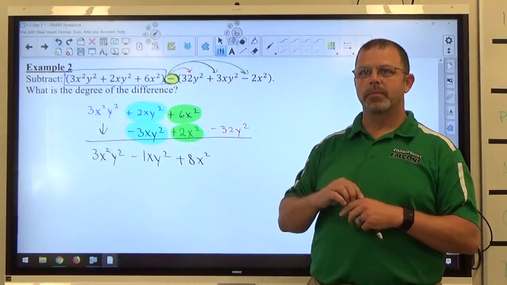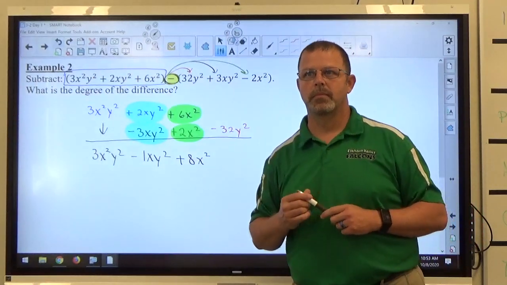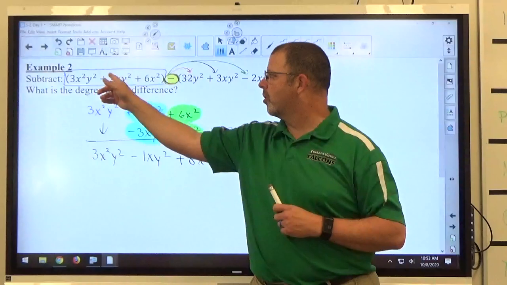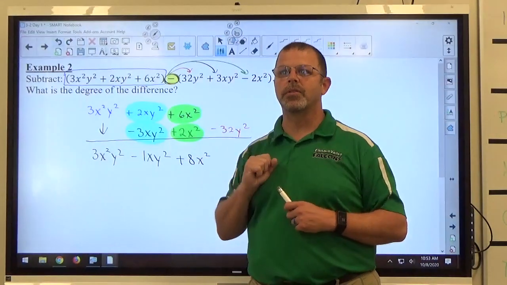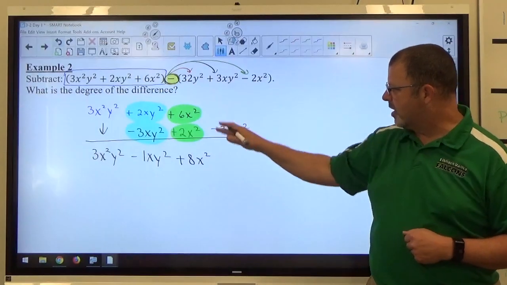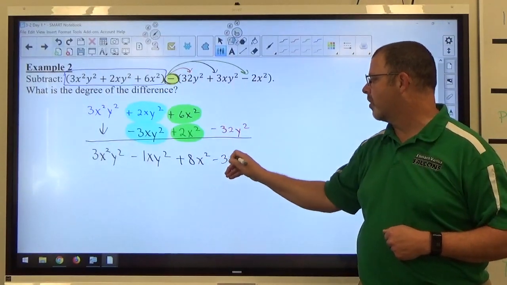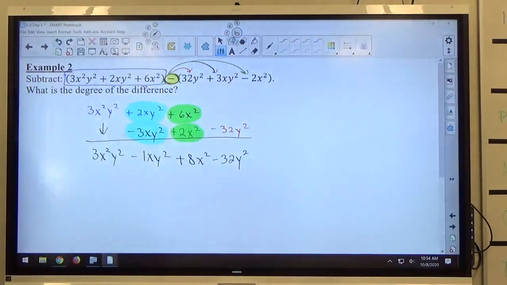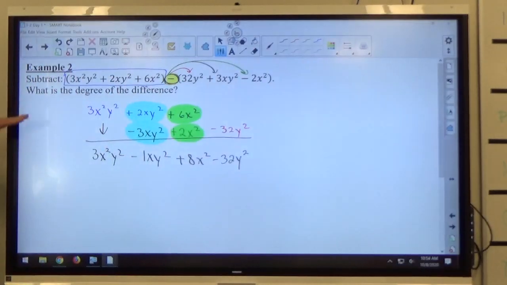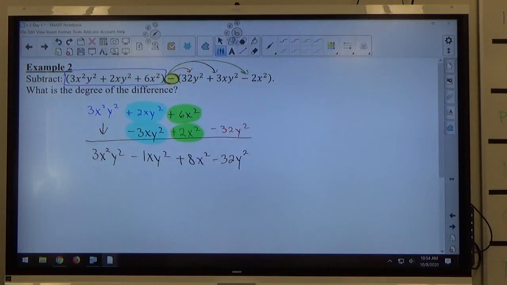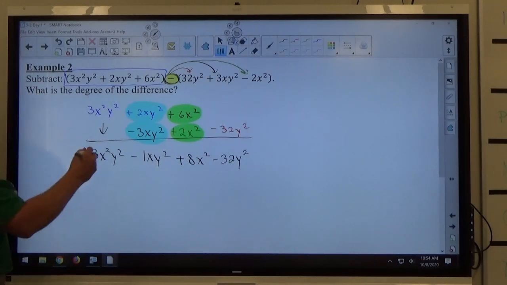And so say if they had like terms in that same sentence, we can combine those and then do the other. Yeah, if there have to be like terms in here, you could have combined those before you did everything else. Yes, that would be legal. All right, and then finally, minus 32y squared is not being combined with anything, so nothing happens to it. So minus 32y squared is our last term. All right, so the difference is that 3x squared y squared minus 1xy squared plus 8x squared minus 32y squared. All right, so that's the answer to the subtract problem.